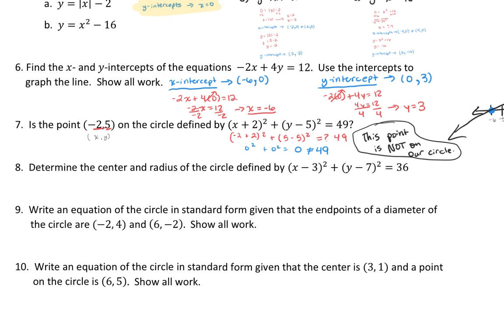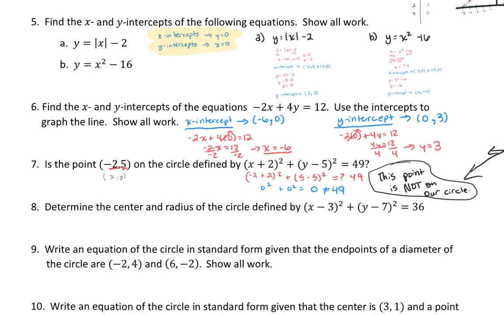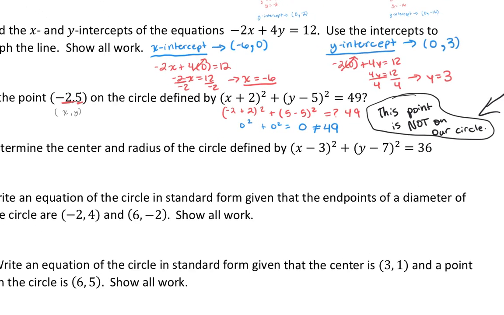All right, number 8 says, determine the center and radius of the circle defined by this function. So if we remember, the formula of a circle is x minus a squared plus y minus b squared equals r squared, where our point A, B is simply the center of the circle, and our r is the radius of the circle. So those are the 2 things we're being asked for here.